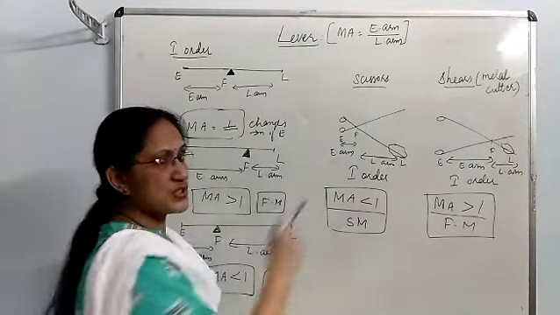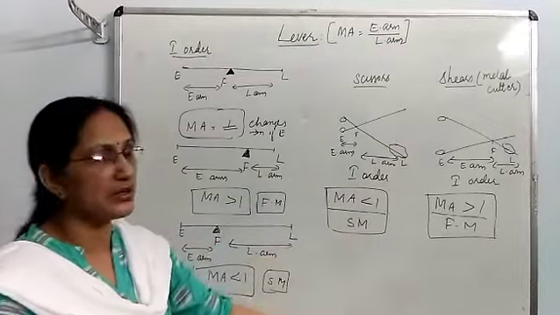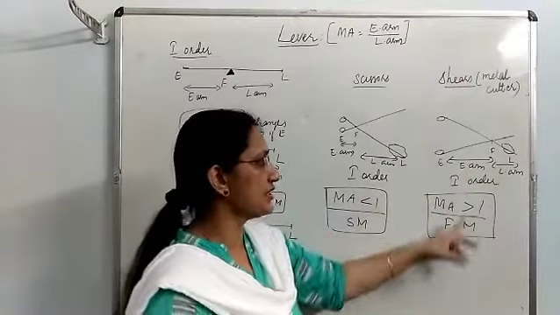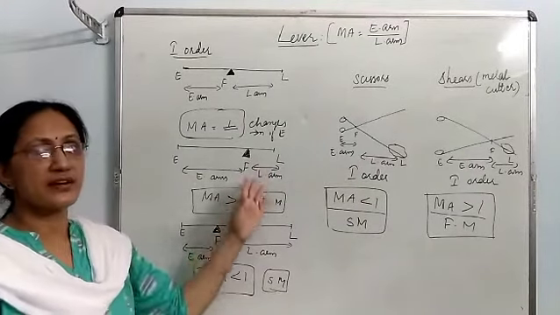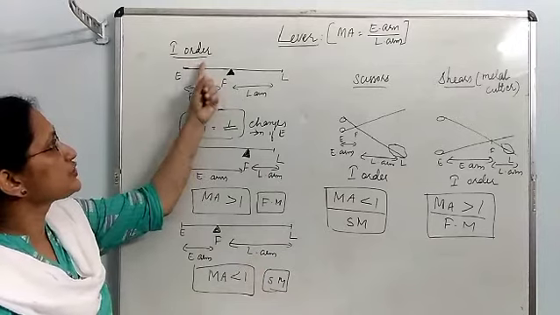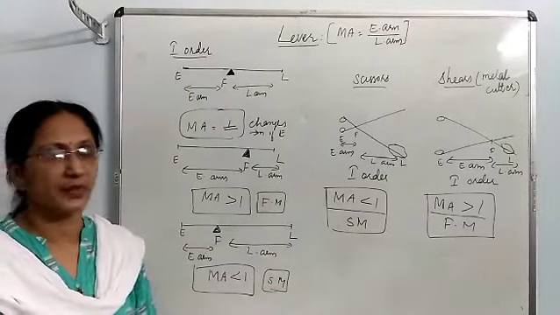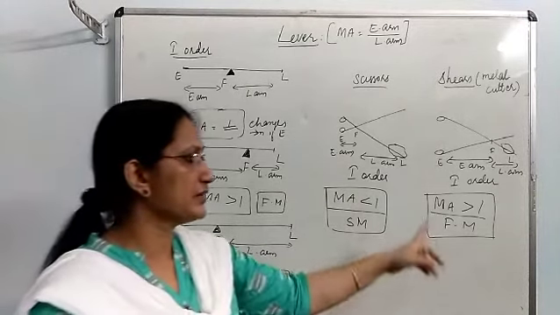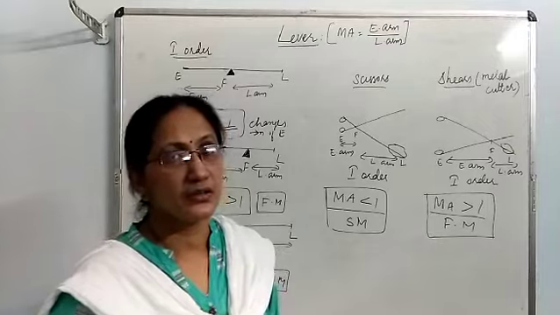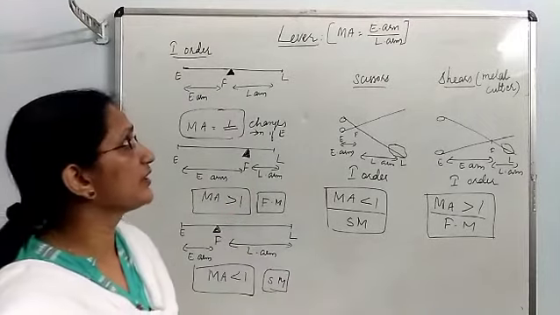So both are first order levers, but scissors function as a speed multiplier, and shears function as a force multiplier. Now the point I discussed earlier, that first order levers can have both the functions, is proved here. Both are first order levers, but one functions as a speed multiplier, the other functions as a force multiplier.